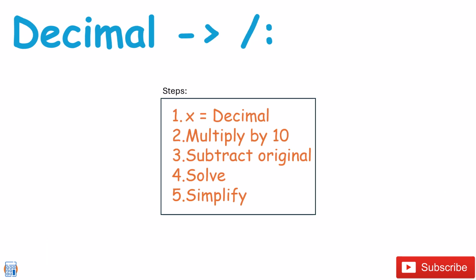Now let's go to how do we go from a decimal to a fraction? These are the steps. You set x equal to the decimal, multiply by 10, subtract the original equation, solve and simplify. So if you just remember these 5 steps, you'll be able to do basically any.